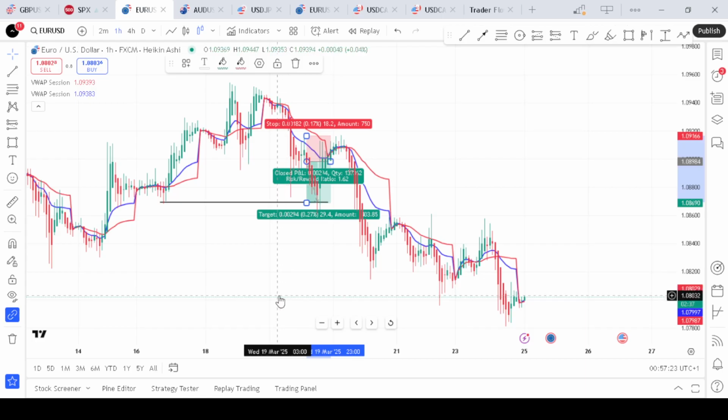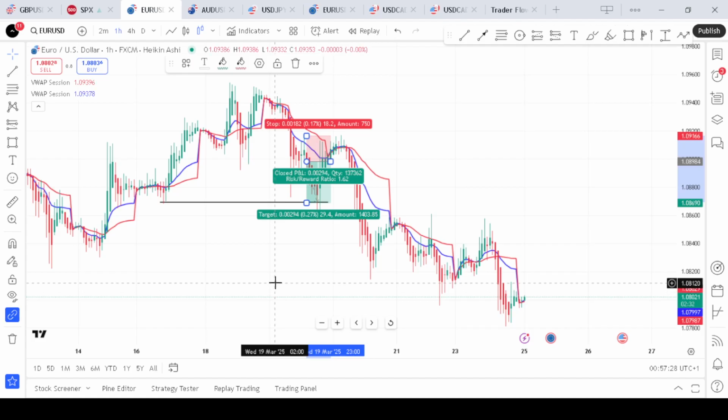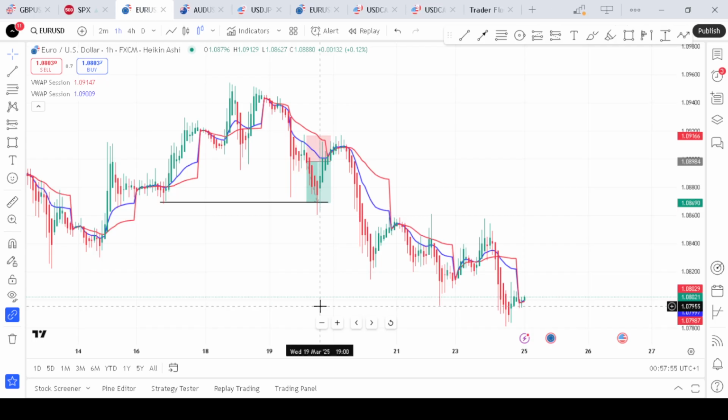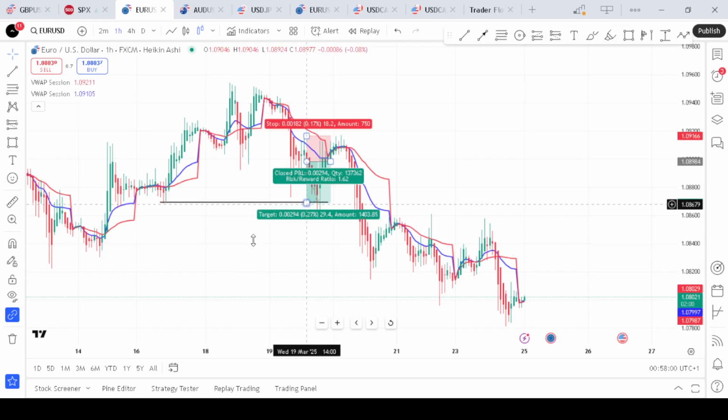Now you can also exit your trade when you see a sign of reversal showing on your Heiken Ashi candle, such as a small body or shadows forming on both sides. This can be a signal for you to exit your trade. Now this strategy works best when you maintain patience and wait for all conditions to align before entering a trade. So by combining the precision of the double VWAP levels with the clarity of the Heiken Ashi candles, you can approach both long and short trades with great confidence and structure.